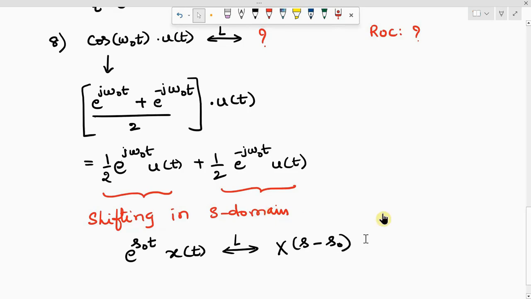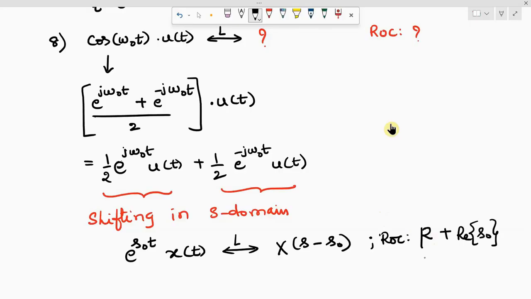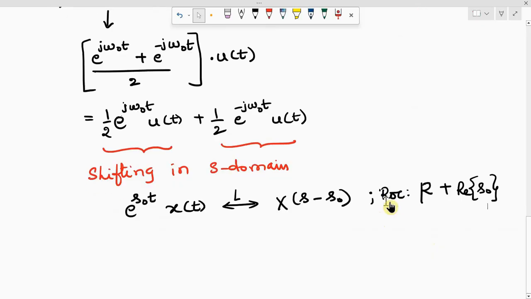And what will be the ROC in this case? If the ROC of x of t is R, then it is R plus the real part of s naught. Okay, clear now? Now, just compare the problem with this.